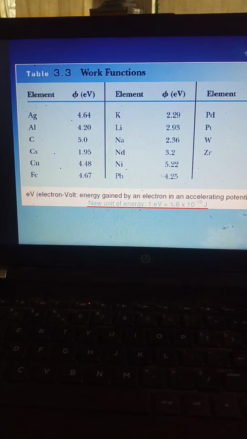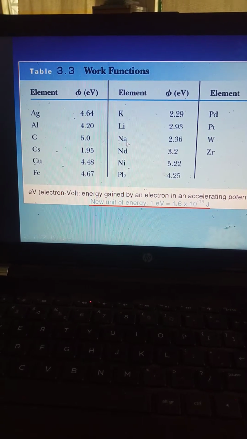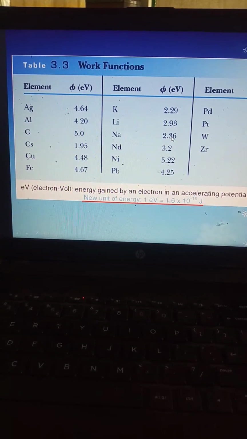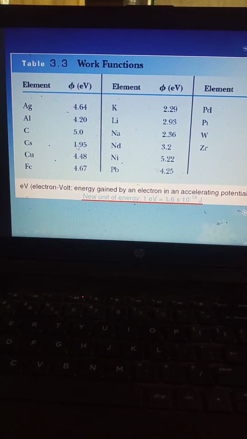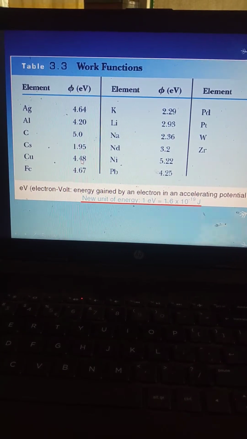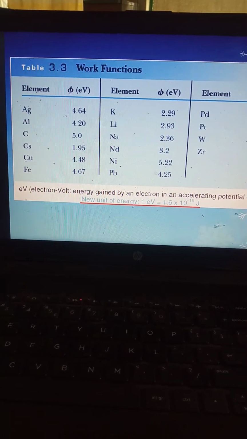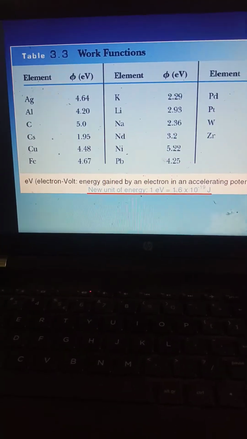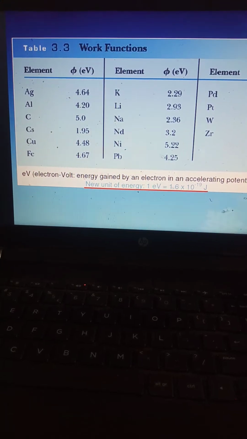All metals have different work functions. That's why you saw sodium 2.36, and I used what? Calcium. If you are using copper, copper is 4.48 and therefore requires a lot of energy. Its work function is higher than sodium, therefore it requires a lot of energy for an electron to be ejected. Every metal has its own work function.